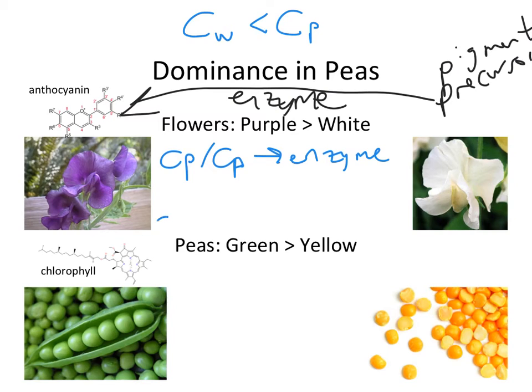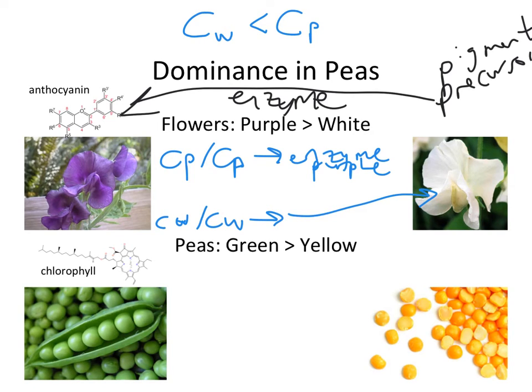What happens when you're white over white? Let's imagine the CW allele is a loss of function mutation, makes that enzyme no longer able to convert the precursor to purple pigment. So if you don't make any of the functional enzyme that converts substrate to purple, what color is the flower? It's going to be white. So if you've got two versions of the purple allele, you're purple. You've got two versions of the white allele that doesn't make a functional enzyme, you're white.